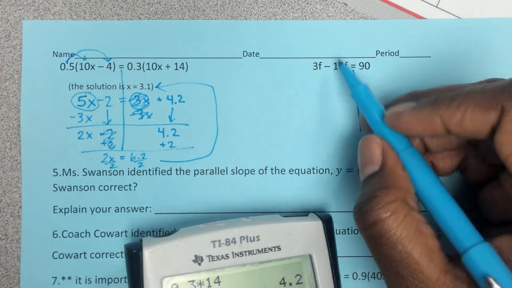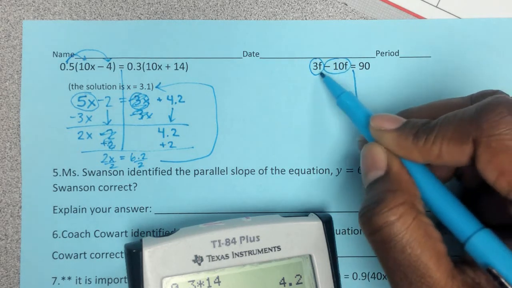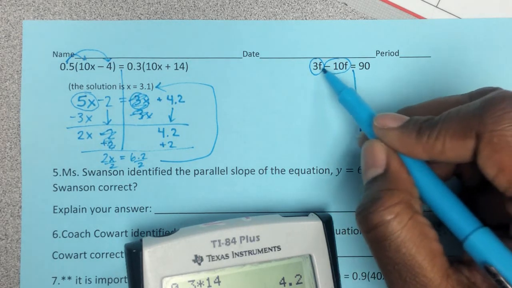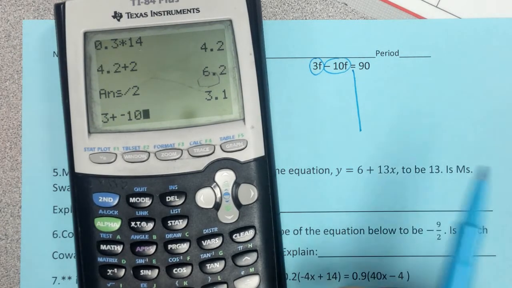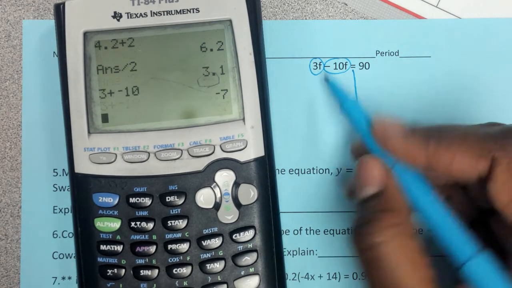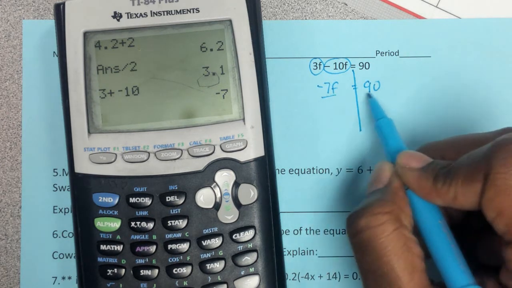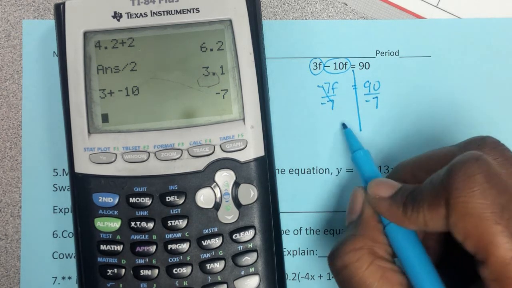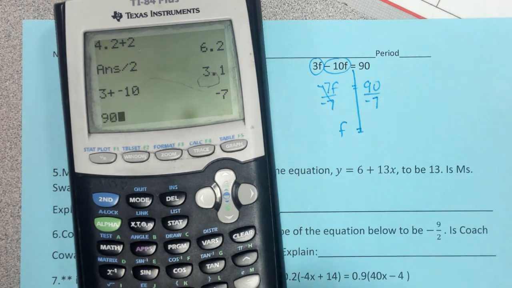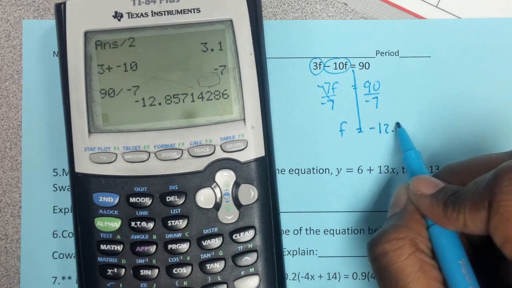This is another one that should be easy, but the x's or the f's are on the same side. So you can just do that. That's 3 plus a negative 10. That's negative 7f equals 90. We're at the last step. Just divide by what's with the letter, what's with the variable. So 90 divided by negative 7, negative 12.86.